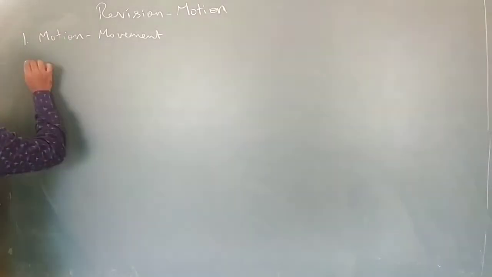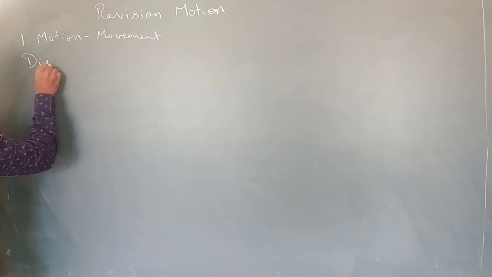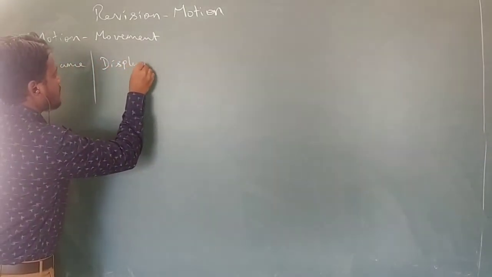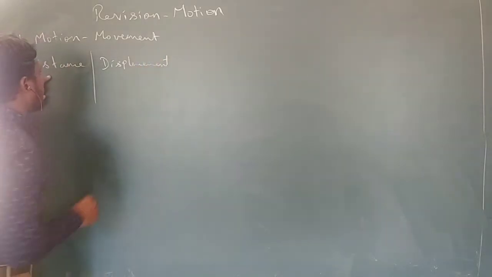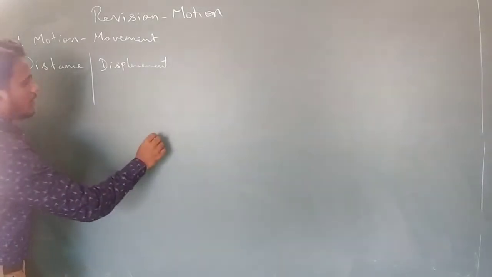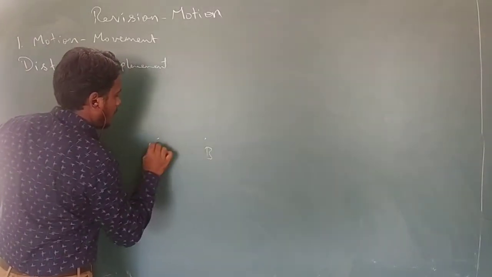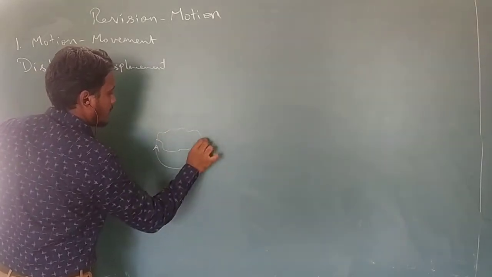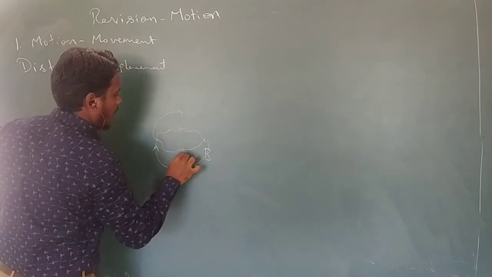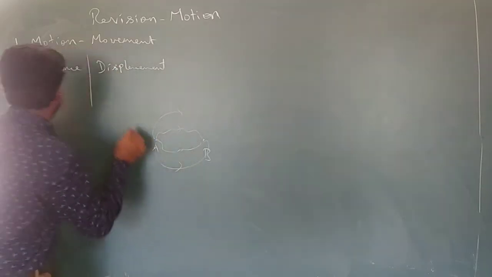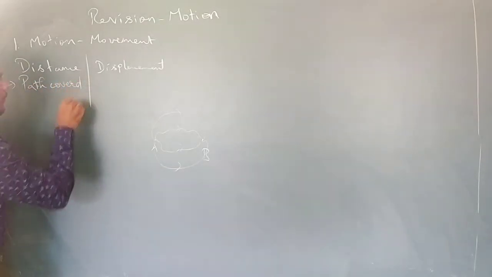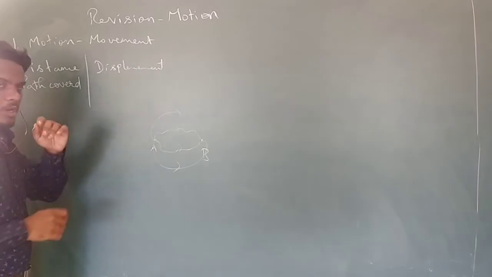Okay, so here we have two different things: distance and displacement. What is the difference? Distance is the path covered by the object. For example, if this is point A and this is point B, you can go to these points in different ways, right? The path you cover to reach the other point is called distance, the path covered by the object to reach a particular point.